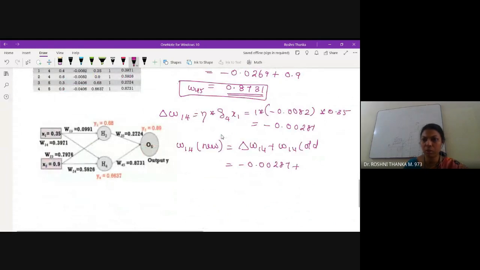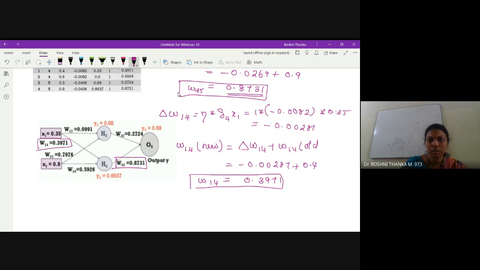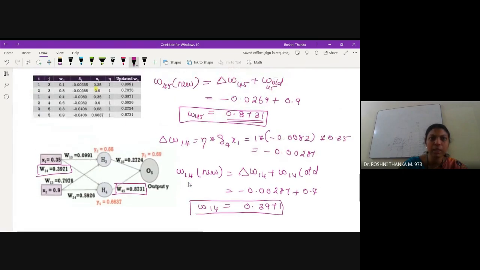So you will get the answer as 0.3971. So the new weight for this is this one. You can see here, for this one we found this new weight 0.3971, and W45's answer is this one, 0.8731, and for W14 also we found it. Similarly, you have to do it for all the others.